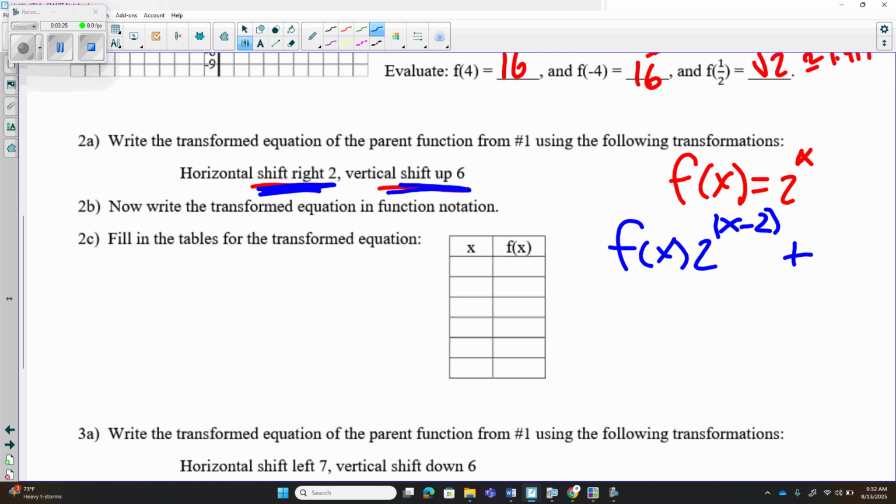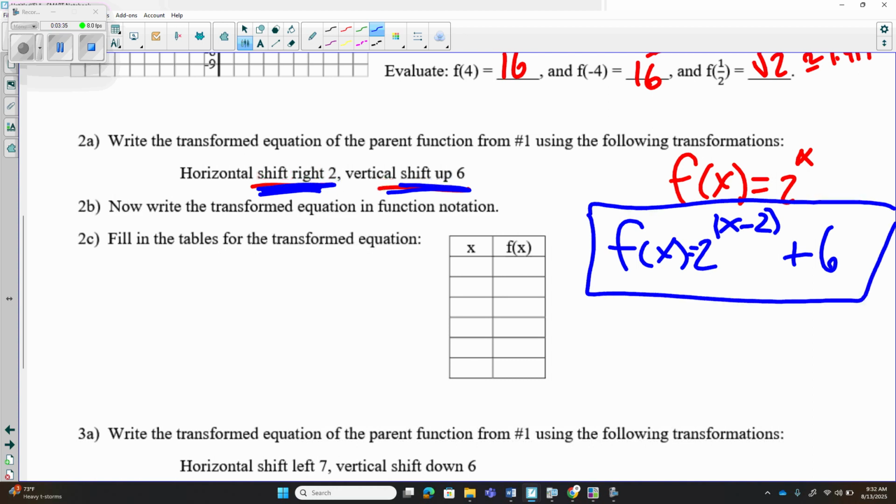You want to put a plus 6 right here. There is an equal sign between that. Okay? This is what your new transformed function would look like. As you can tell in this one right here, my x's are lying to me, so I'm going right 2, and I'm going up 6. It's the same thing that we did yesterday in our transformations.